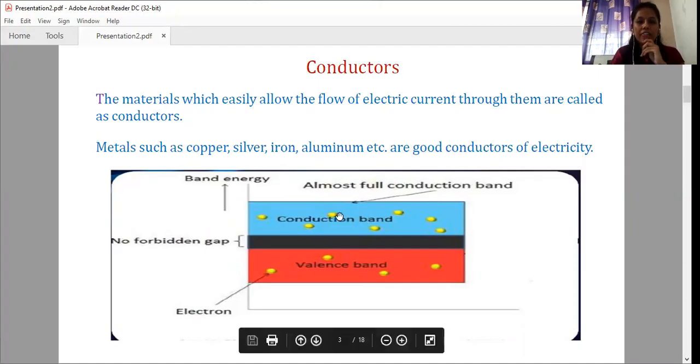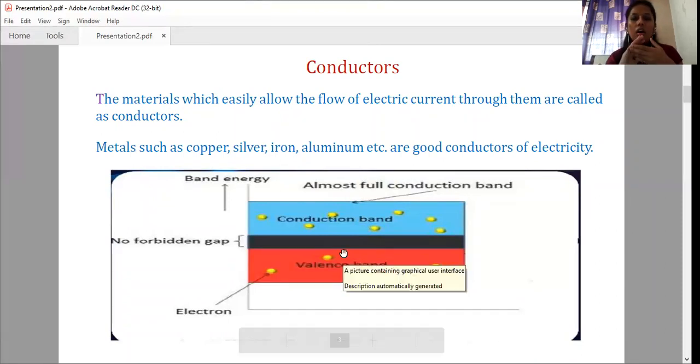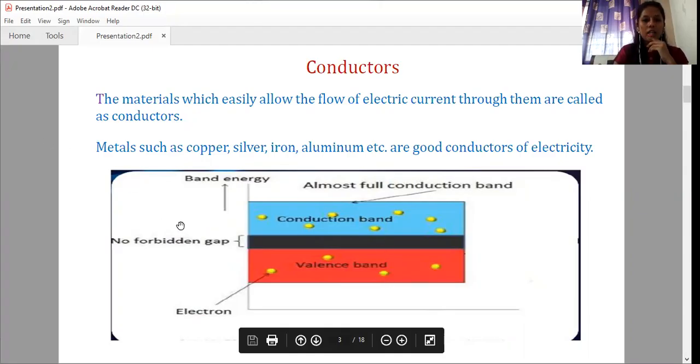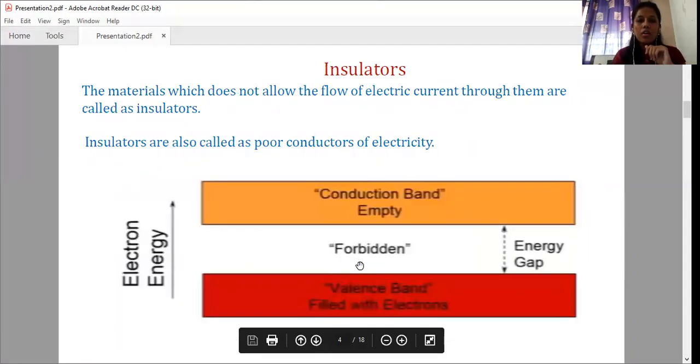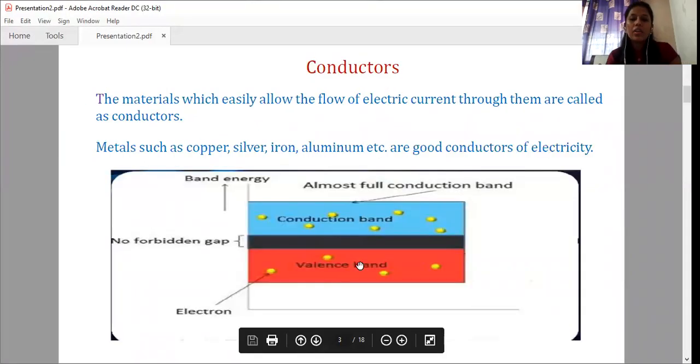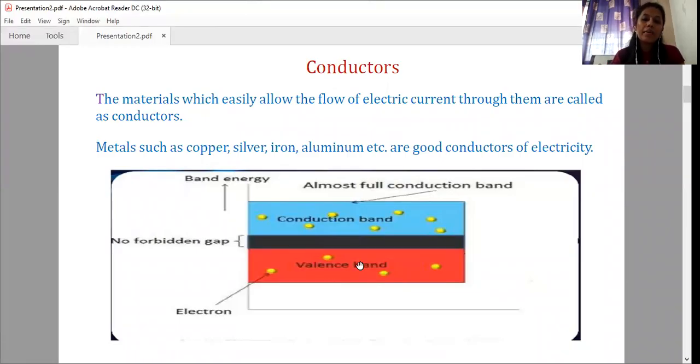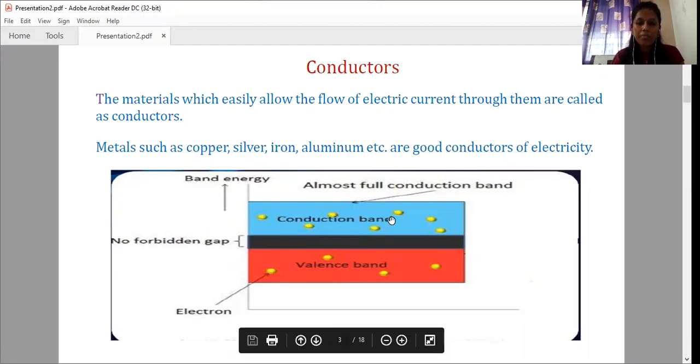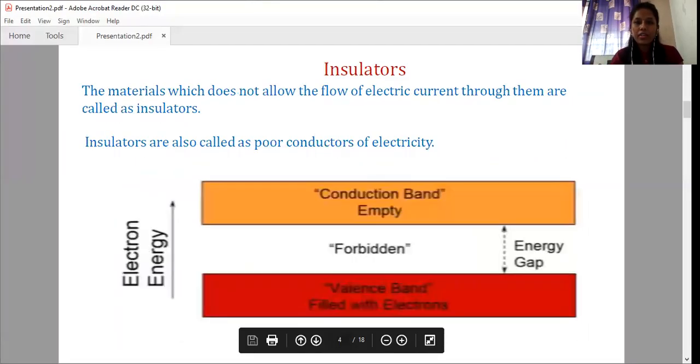In this diagram, we see that the valence and conduction bands overlap with each other. There is no forbidden gap between them, and some of the electrons easily pass to the conduction band. A material with no forbidden gap between the bands is called a conductor.